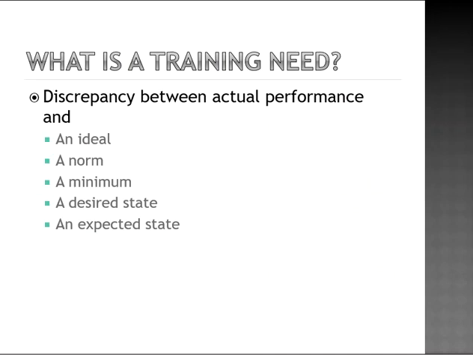What is a training need? It is a discrepancy between actual performance and an ideal, a norm, a minimum, a desired state, or an expected state. So you have what and where people are performing now, and it does not equal your ideal, your norm, your minimum, or desired or expected state. And the training allegedly will try to help you to address this.